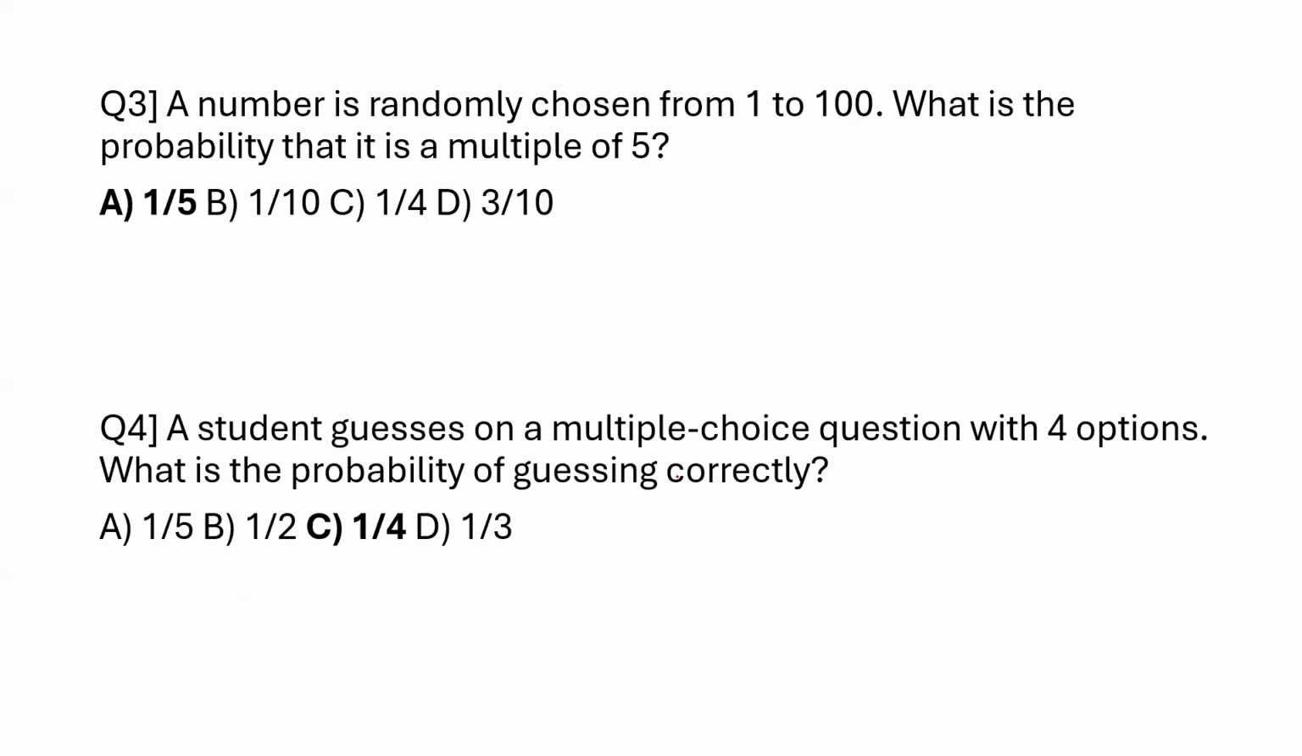Next question. A student guesses on a multiple choice question with 4 options. Let's say here you have a problem and it has option 1, 2, 3 and 4. Student is guessing. What is the probability the guess is correct? So only one correct answer is there, right? So 1 is the correct option, and how many total options are there? 4. So it is 1 by 4.